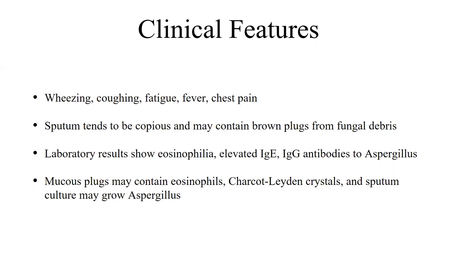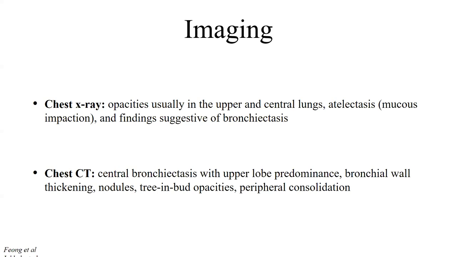In terms of imaging, on the chest radiograph, opacities are usually seen in the upper and central zones of the lungs. Atelectasis is common due to mucus impaction, and there can be findings suggestive of bronchiectasis. On the chest CT, central bronchiectasis, if the disease has progressed that far, can be seen with an upper lobe predominance, bronchial wall thickening, nodules, tree-in-bud opacities, and peripheral consolidation. A lot of the opacity that you'll see, and I'm going to show on the next slide, can be from the mucus impaction because that's a big part of the disease process.